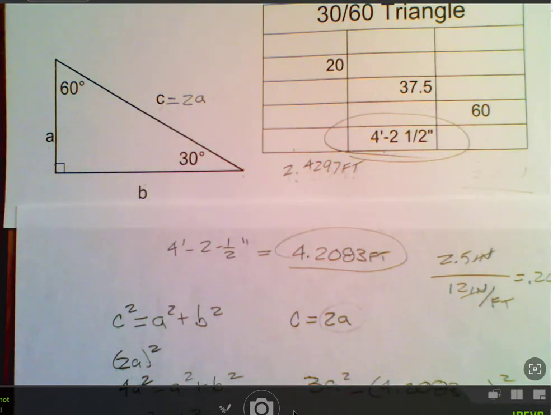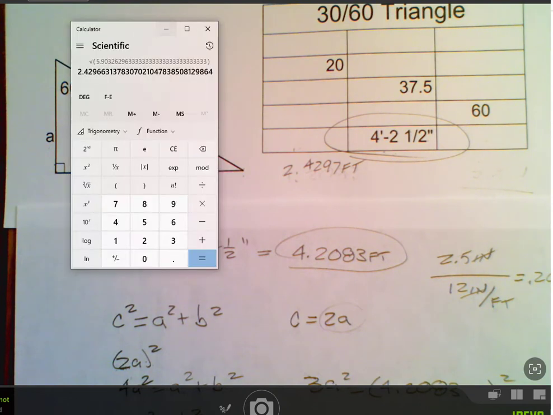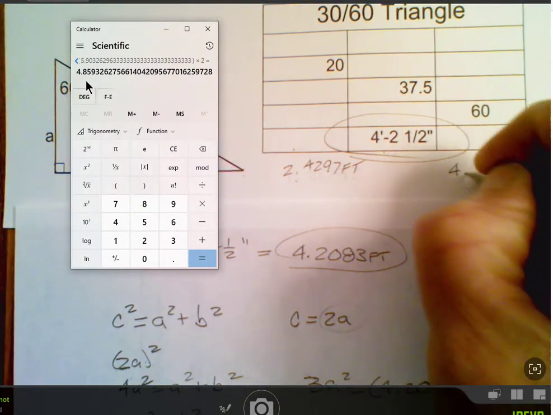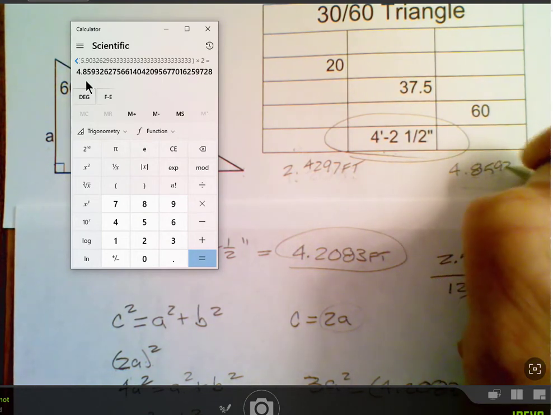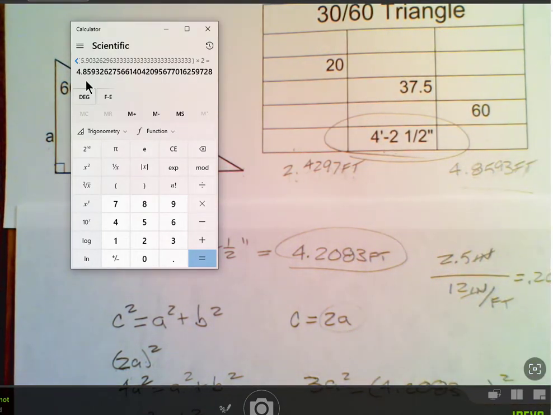Let's go back to our calculator. So we'll take that value, multiply times 2, and again, I'm not rounding to 4 decimal places as I go, since the calculator is going to give me the value to a much more accurate level. So if you do all that rounding, you might get a slightly different answer. You'll get something called a rounding error. But I'm going to go 4.8593. So 4.8593 feet's going right here. Now again, that's a decimal value.